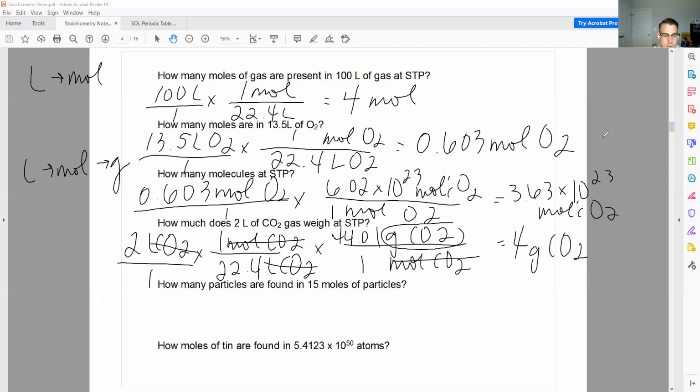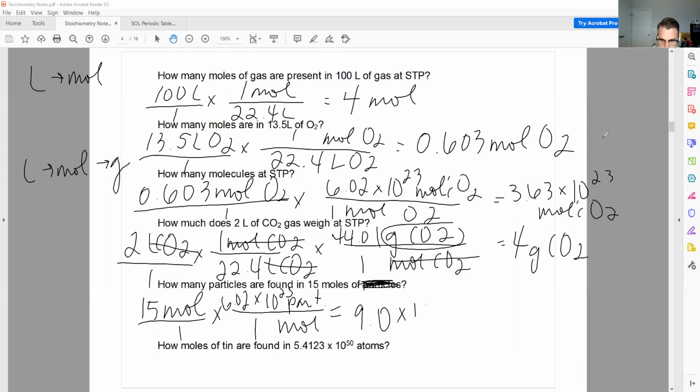Next question, how many particles are found in 15 moles? So 15 moles over 1, and 1 mole is 6.02 times 10 to the 23. Again, look over this on your mole map that you drew out so that you can see the steps I'm taking going from moles to particles, and you can see your conversion factor there. The answer is 9.0 times 10 to the 23rd particles.